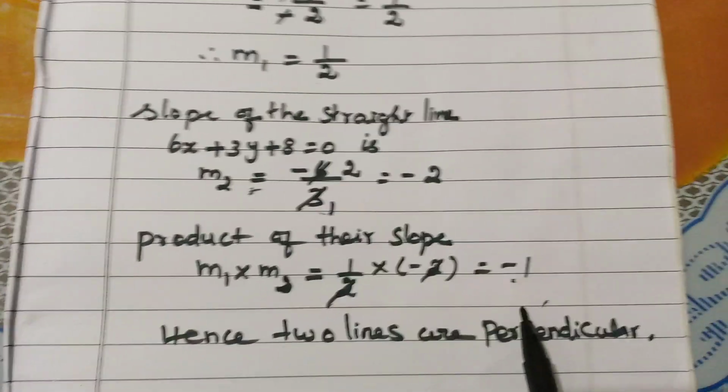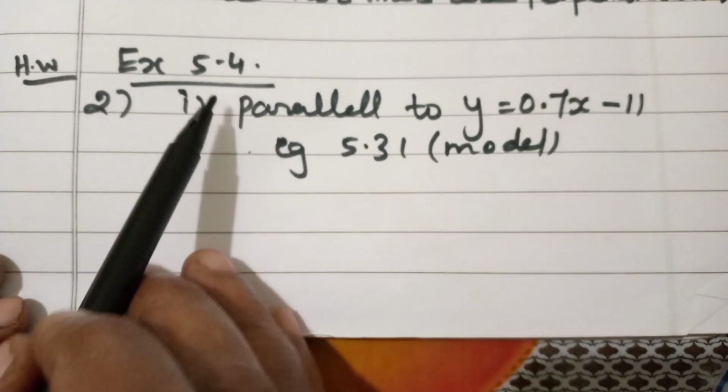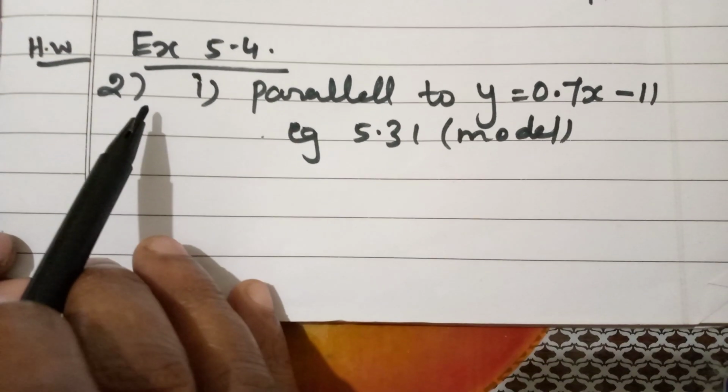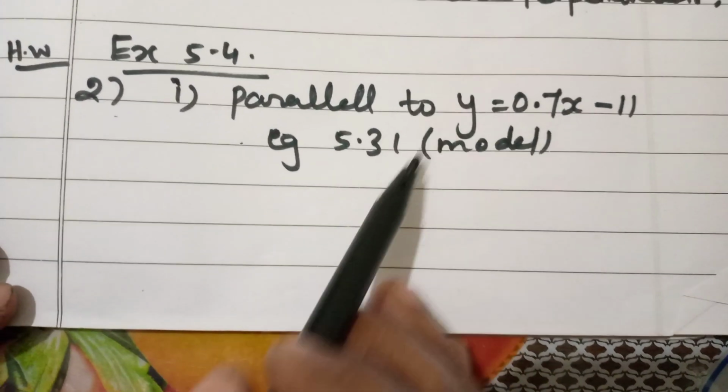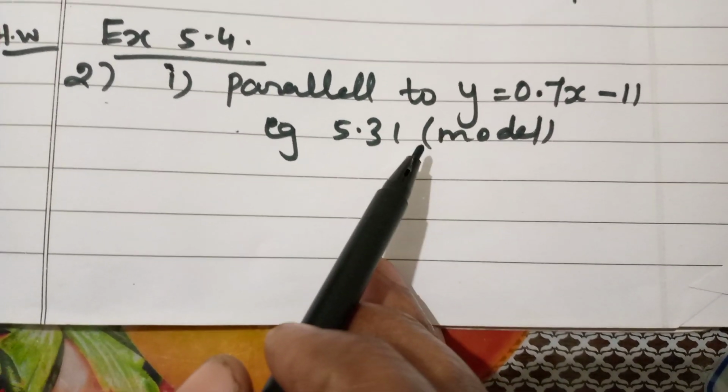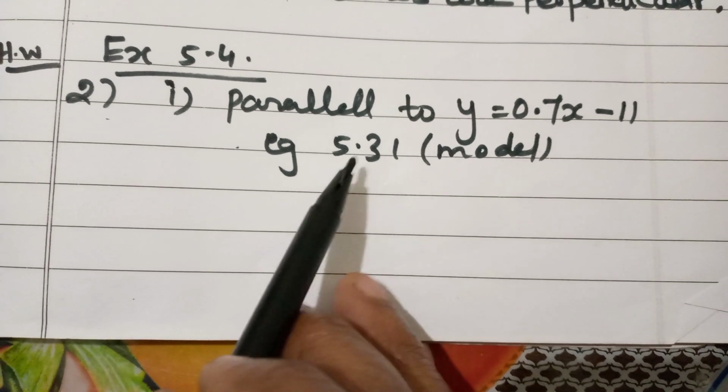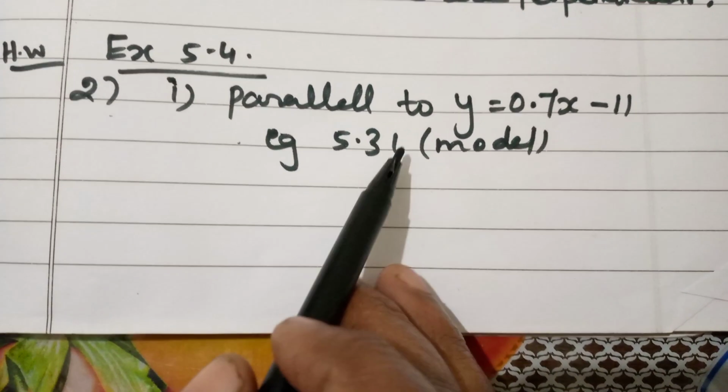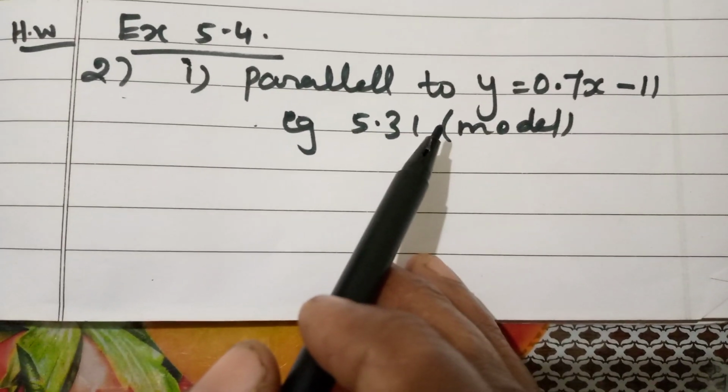There is homework, students: exercise 5.4, second question, first subdivision alone you have to do as homework. The second subdivision we can do in the class. This is the same as the example 5.31 model. Okay, thank you students.